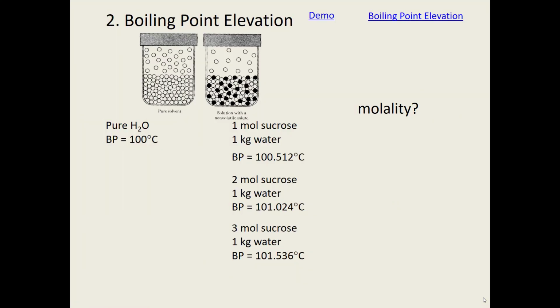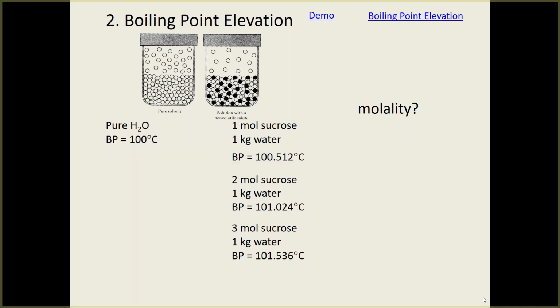Let's look at our second colligative property. Again, we're looking at number of particles. And this is scientifically determined in the laboratory. We're comparing our solution to pure water. We know that pure water will boil at 100 degrees.